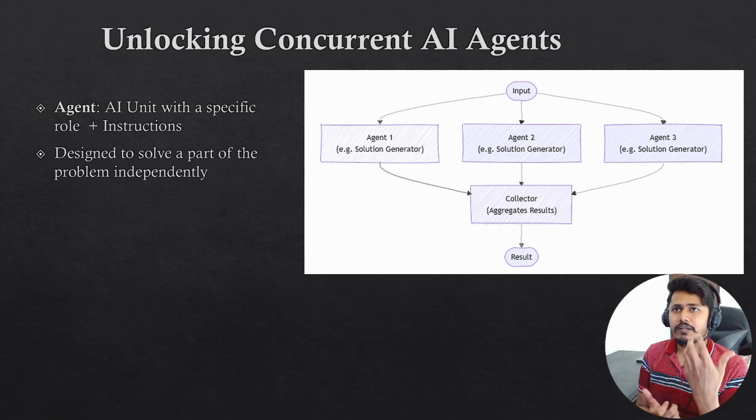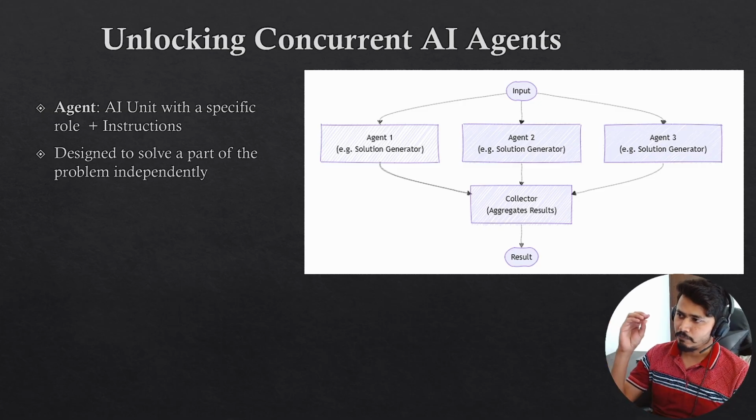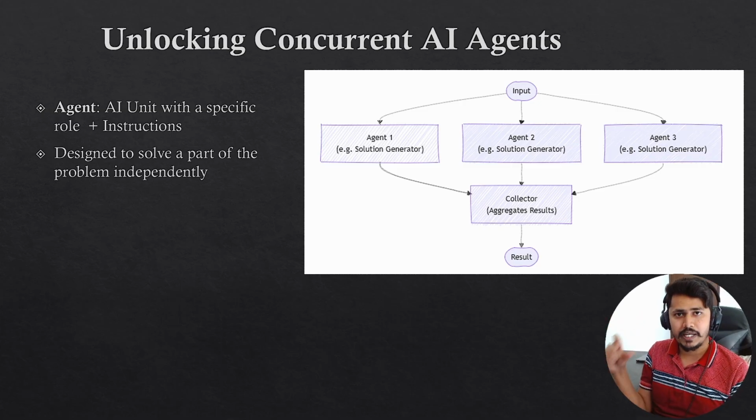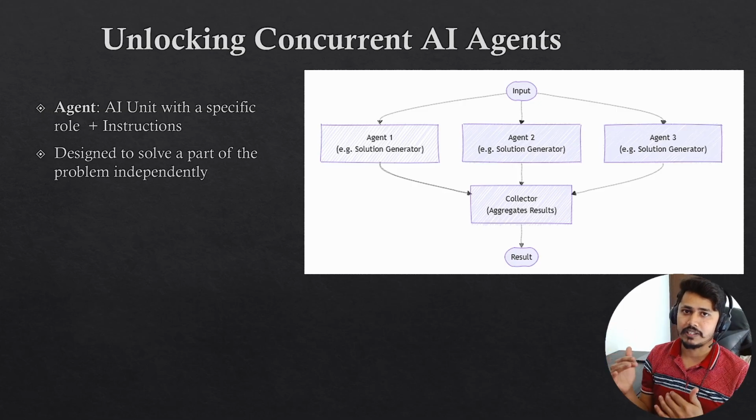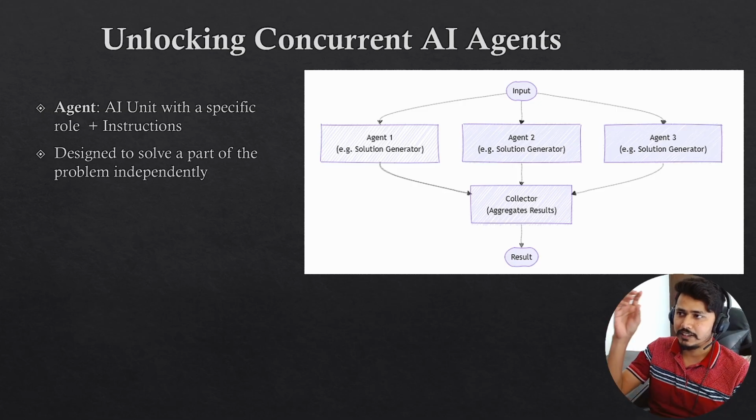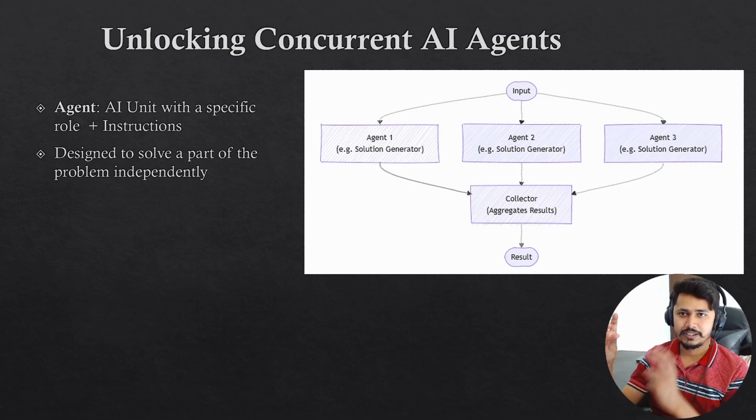Then you might be thinking, why do we need multiple agents in this case? We can give multiple perspectives to the same agent in a prompt, and then it will generate the response. True. But in that case, what will happen? It will take more time to generate the response one by one. It will generate the first perspective, then the second, and the third, and then it will give the final response.